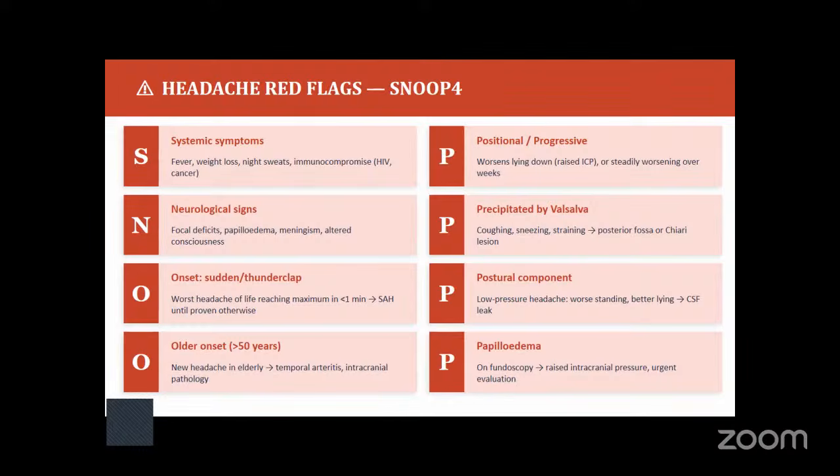The age of the patient: new headache development in patients who are older indicates complications like temporal arteritis. You can have strokes if the headache is associated with a position, so worsening on lying down, or steadily worsening over weeks. Headaches that are worsened by Valsalva conditions such as coughing, sneezing, or straining. Postural components in headaches, so low pressure headaches, which are worse on standing, better on lying down.